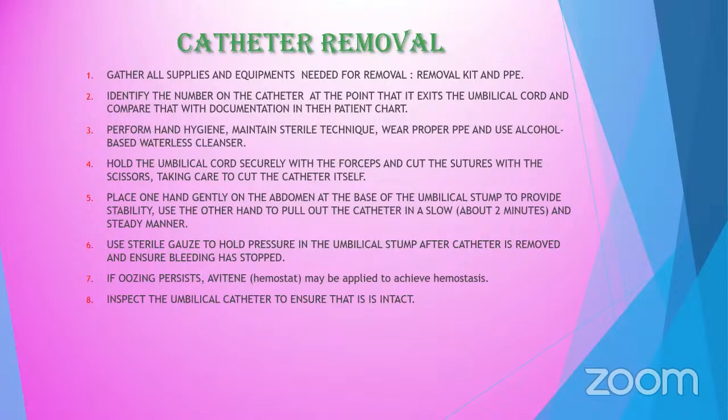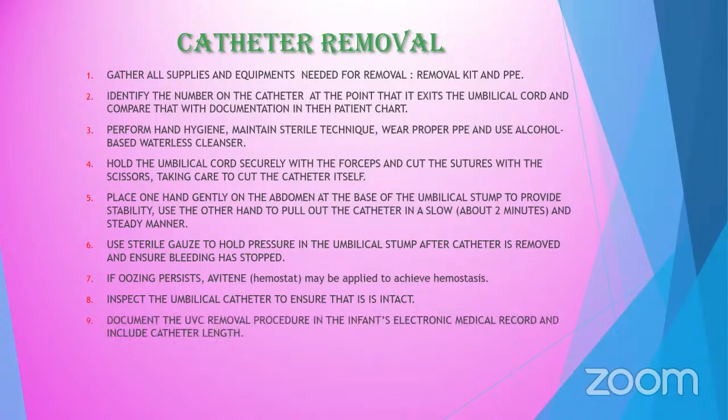Then inspect the umbilical catheter to ensure that it's intact. Very important. Check whether it has a crack or a missing piece. Very important. Then, of course, document the UVC removal procedure in the infant's electronic medical record and include the catheter length. So we should document all that we've done to the patient and also the length of the catheter and whether it is intact.